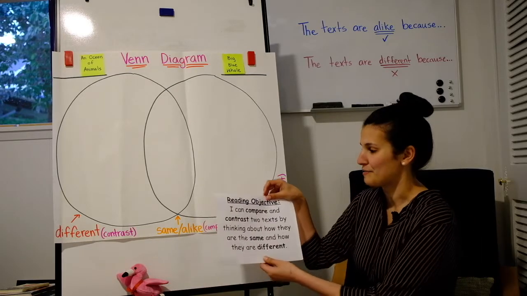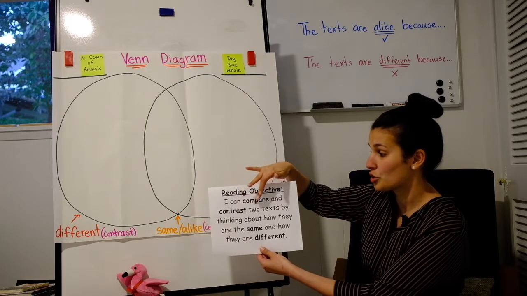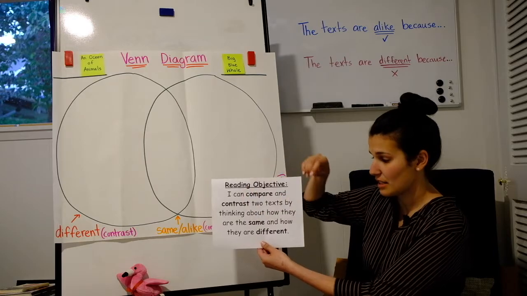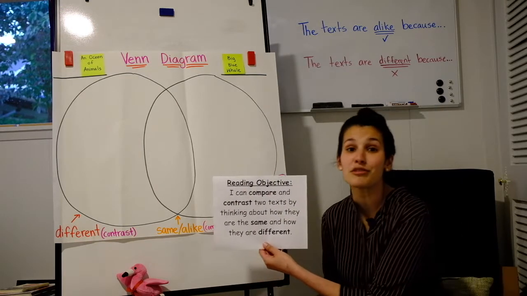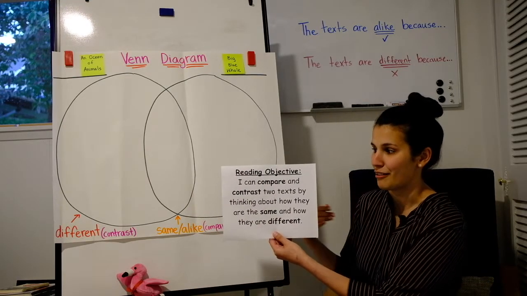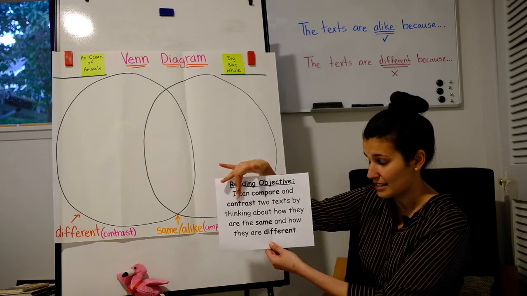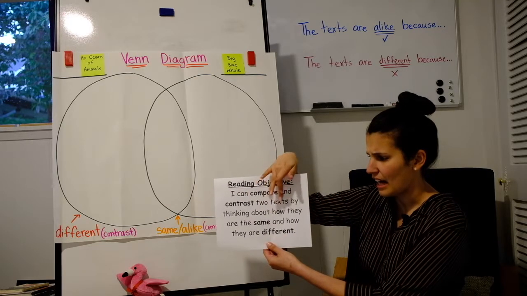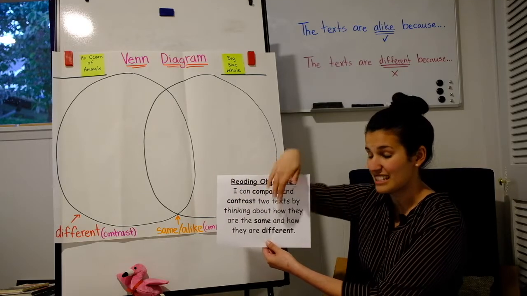Let's read it together. I can compare and contrast two texts by thinking about how they are the same and how they are different. I would like you to read it with me this time if you didn't read it with me that time. Ready? Go ahead. I can compare and contrast two texts by thinking about how they are the same and how they are different.